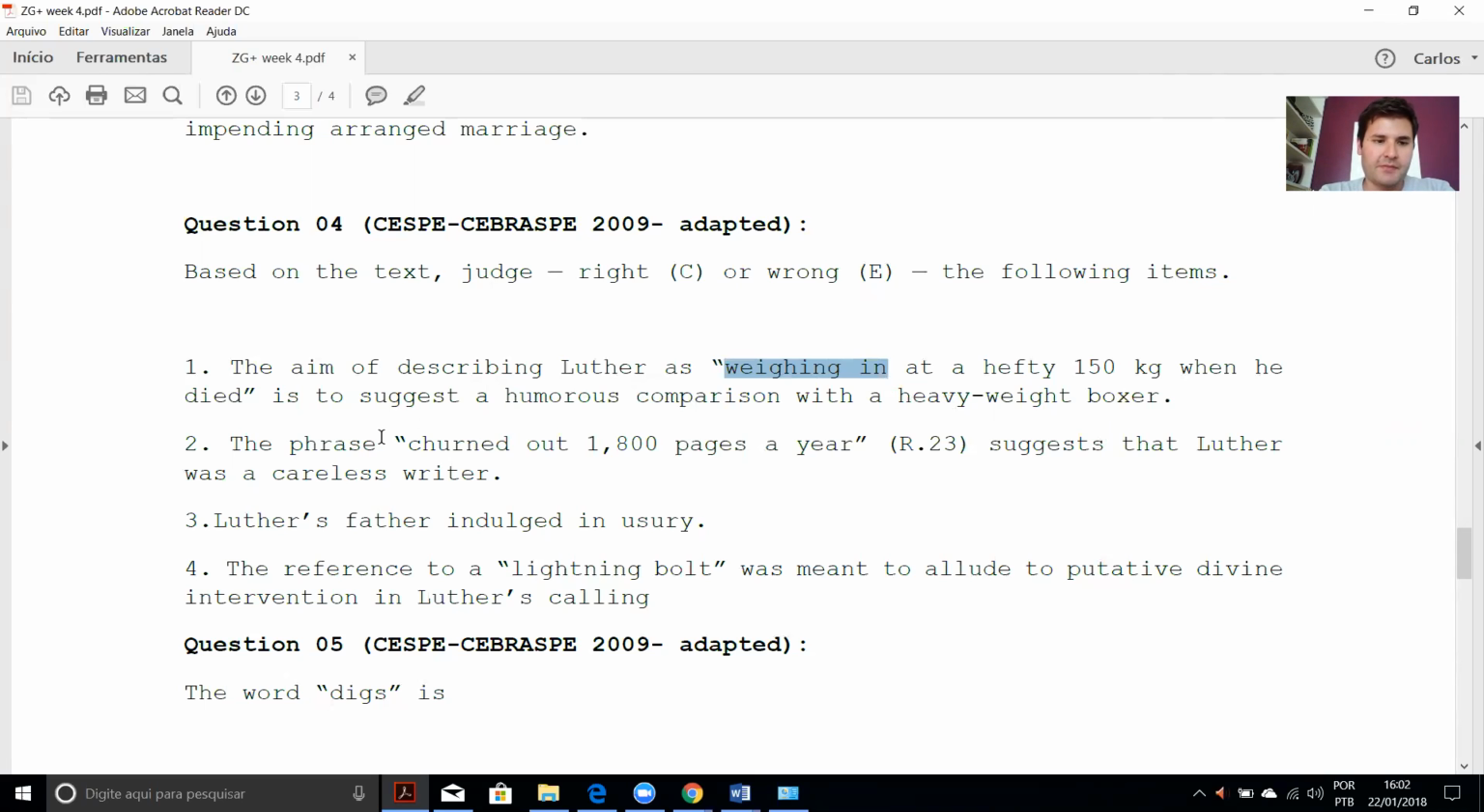Number 2, the phrase "churned out 1,800 pages a year" suggests that Luther was a careless writer. No. What it means is that he wrote, or produced, 1,800 pages a year, meaning he wrote a lot and fast. But it doesn't necessarily mean that he was careless. He could be a very good writer, also very careful, but at the same time fast, very efficient.